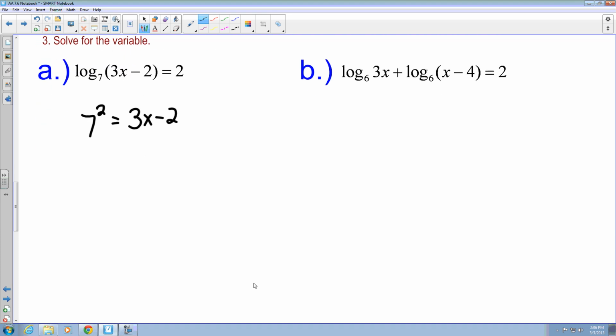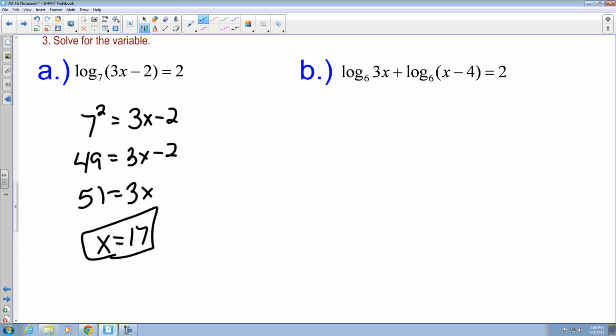So this 7 squared is 49, which equals 3x minus 2. Add 2 to both sides, so it gives me 51 equals 3x. Divide both sides by 3, my x will equal 17. If I look at example B, what I can do is using my product property of logarithms, so I can say log base 6 of 3x times x minus 4 equals 2.